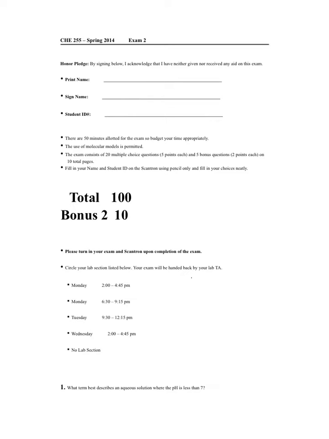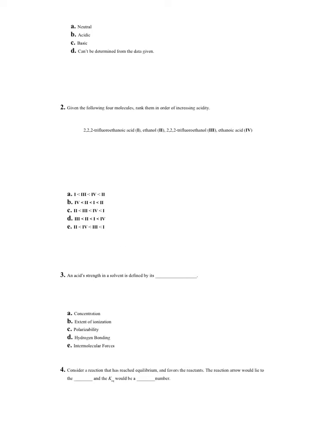Question 1 says, what term best describes an aqueous solution where pH is less than 7? So the choices are neutral, acidic, basic, or can't be determined from the information. So in the pH scale, we're looking at basically 0 to 14, and the midway of that obviously is 7, and so 7 is neutral. Things between 0 and 7 are acidic, and 7 to 14 are basic. So the answer to this question is acidic, B.